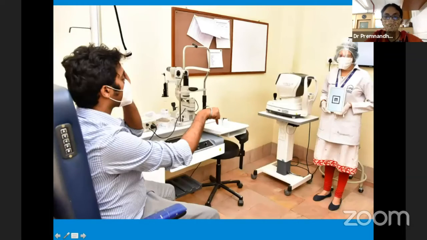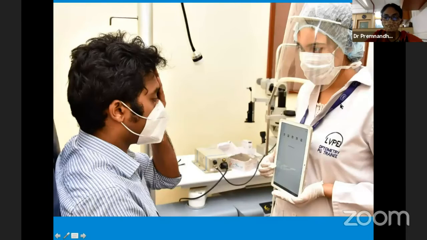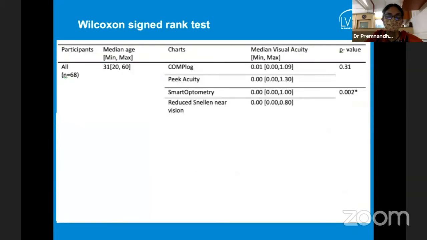And here are a couple of pictures. This is the examiner showing the peak acuity, and this is the smart optometry. Both of these were installed on a tab. And as you can see, the tumbling optotype is presented there at 40 centimeters. So coming to the results, what we find is peak acuity definitely correlates very well with CompLog.